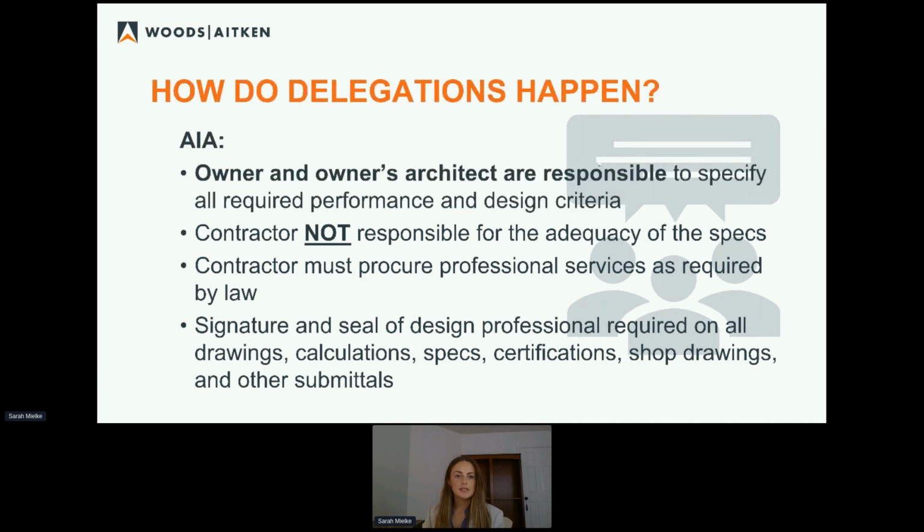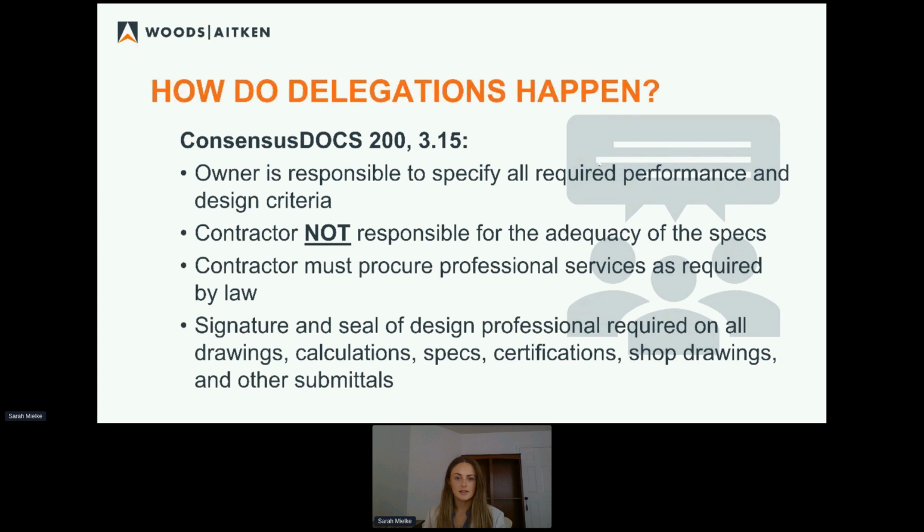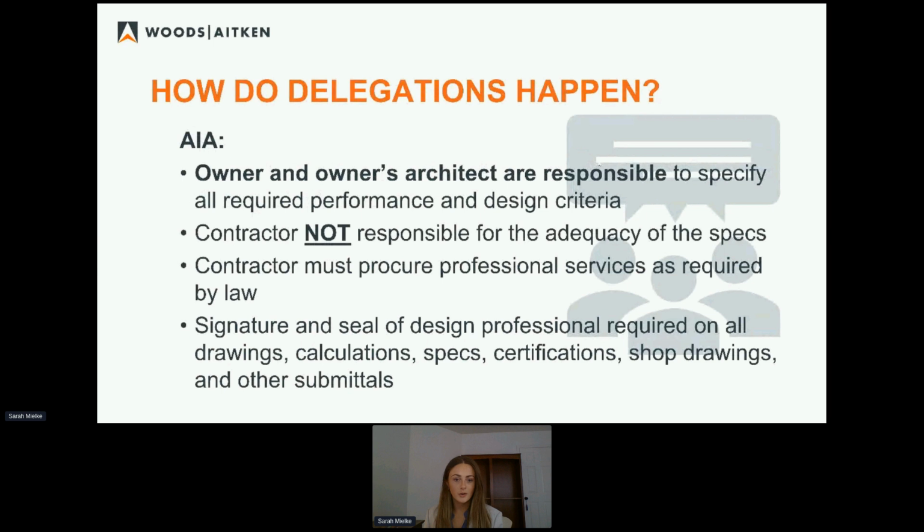So very similar in the AIA. The only difference that you'll see if you read the two side by side is that the owner and the owner's architect are both expressly made responsible for performance and design criteria in the AIA. This same thing can be true here in the Consensus Docs. It's just not stated directly. This has very little implications on the contractor, though, because either way, the contractor is not responsible. But again, you have to procure professional services as required by law. The signature and seal is going to be required from a design professional on all submissions.